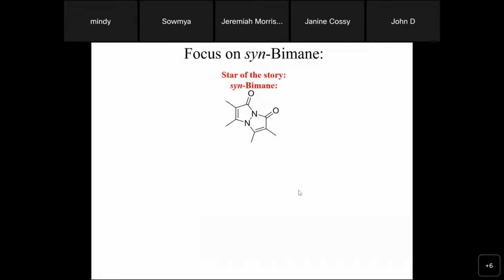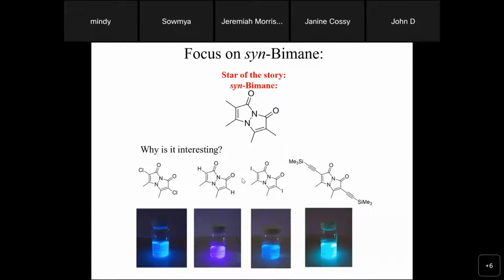Focusing now on syn-bimane in terms of the development of fluorescent chemical sensors, one of the reasons why this is particularly interesting for us is, as I mentioned, the fact that straightforward substitution at these positions, so again, chloro, proto, iodo, trimethylsilyl acetylenes, leads to dramatic changes in the photophysical properties, implying therefore that we have the ability to tune those photophysical properties through judicious choice of which substituents we put on these peripheral positions.